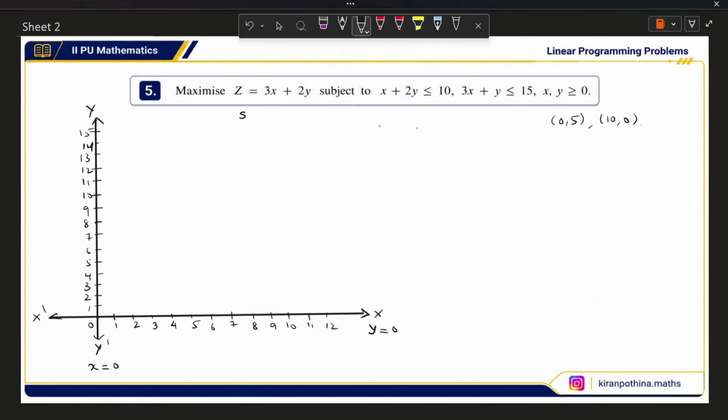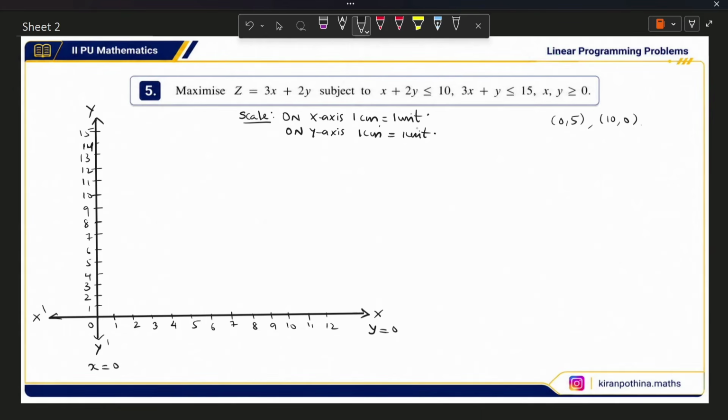Now, one more important thing in the graph is writing the scale. On the x-axis, 1 centimeter equals how many units we have taken for each. We have taken one only, so I will write 1 unit. Similarly, on the y-axis also, 1 centimeter equals, again I have taken 1 unit.